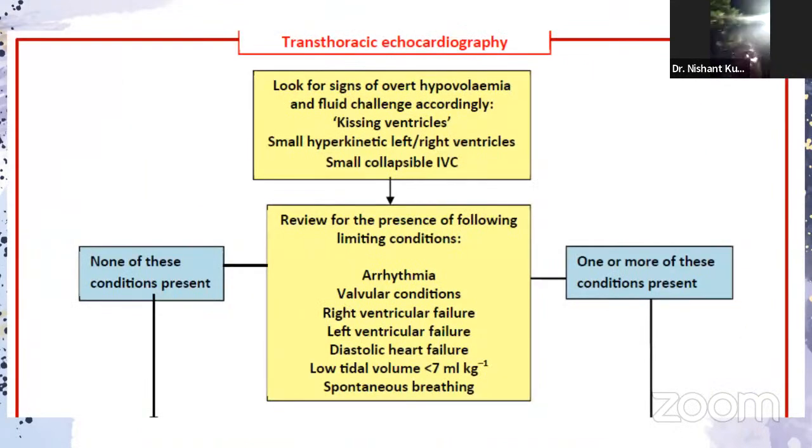Okay, echo. Echo can again tell you whether you have to give fluids or not. So you see the signs of overt hypovolemia, that is kissing ventricles, small hyperkinetic left or right ventricles, so small, collapsible IVC. And again, you have to see whether there are any limiting conditions. Next, please.